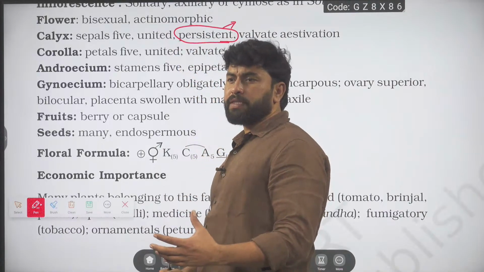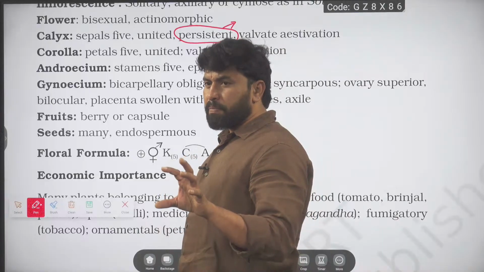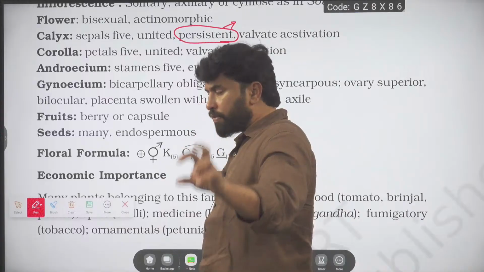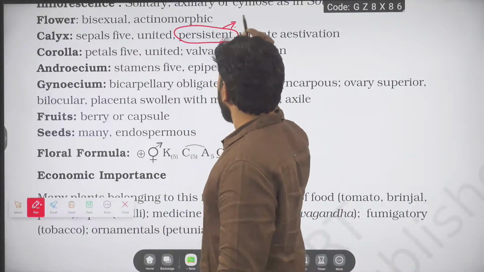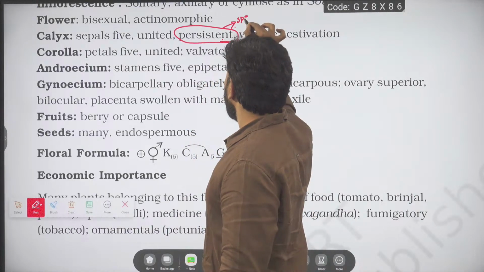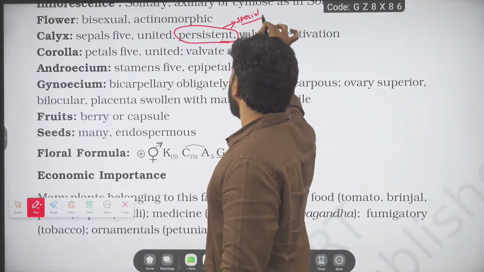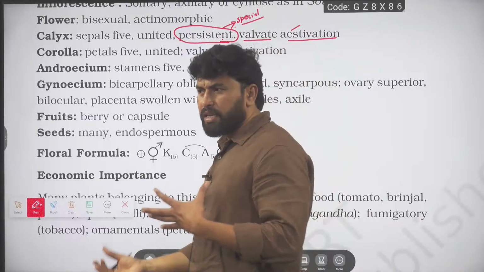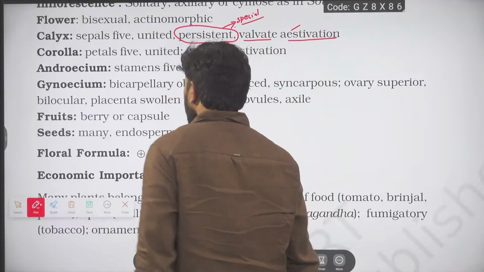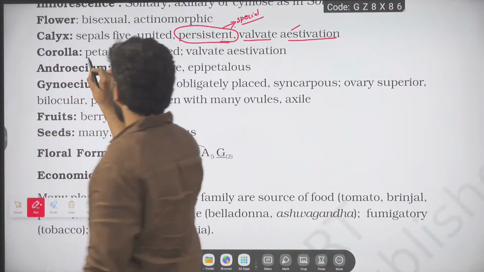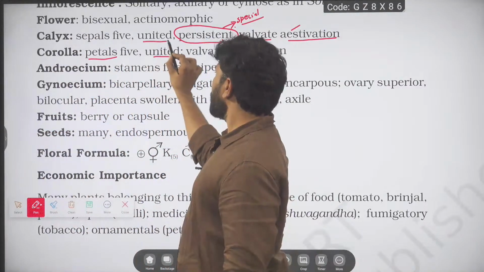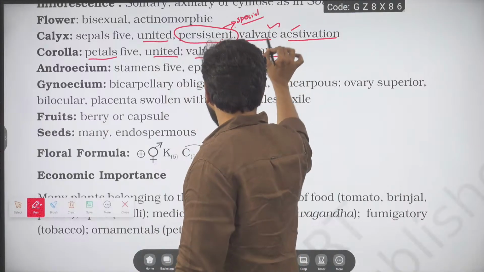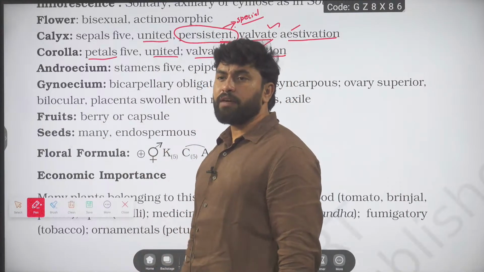What do you mean by persistent sepals? Even after pollination, when the ovary has become fruit, on the top of the fruit these sepals will be arranged. This is a special character in our Solanaceae family. And estivation is valvate estivation. Then you know that they are not overlapping with one another. Next, corolla. Petals 5, united. We have to keep them in parentheses. And valvate estivation. Both sepals and petals exhibit the same kind of estivation.